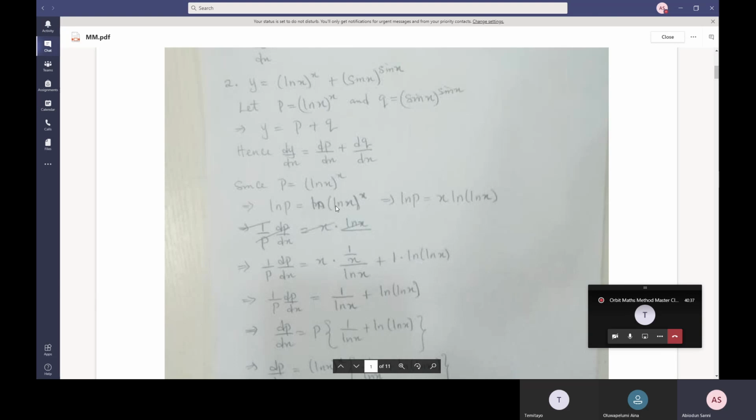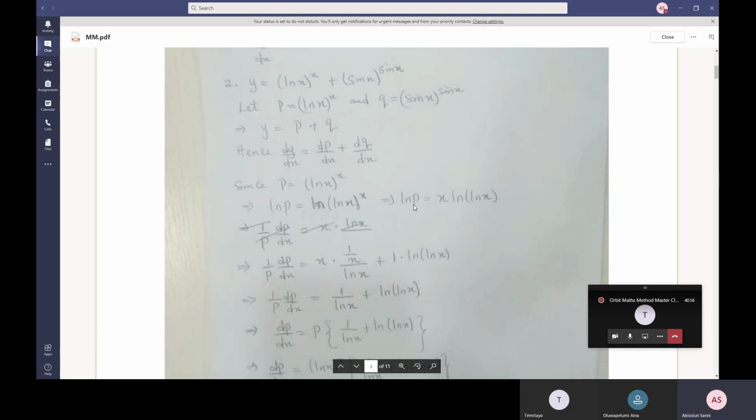So by taking ln of both sides, the power on the right-hand side is going to come to the front of the ln. That's the law of logarithms. We must simplify it as much as possible. Then we can apply the product rule on the right-hand side to find our differential.